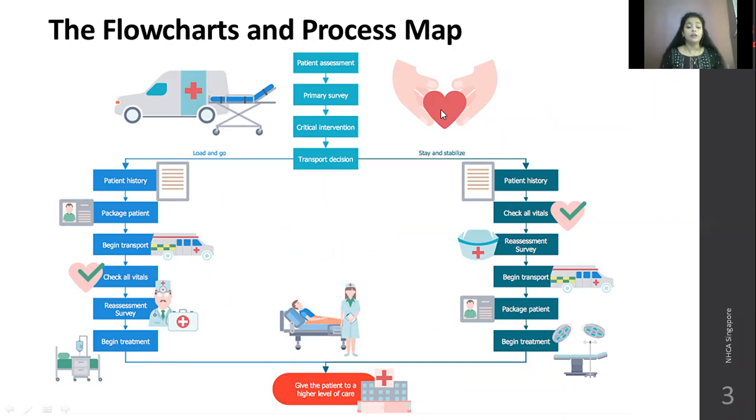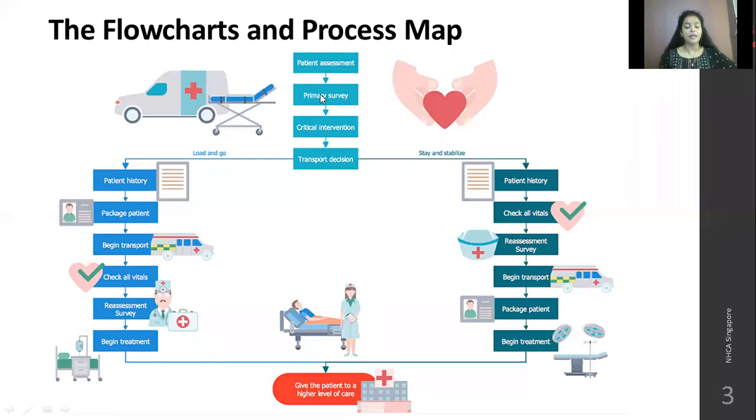Defined phase means what is the current scenario without any future changes. You have not implemented any changes; what is happening in the present, put that into a flow chart. Okay, that is flow charts or process map. So this is a typical process map of how an emergency department works.